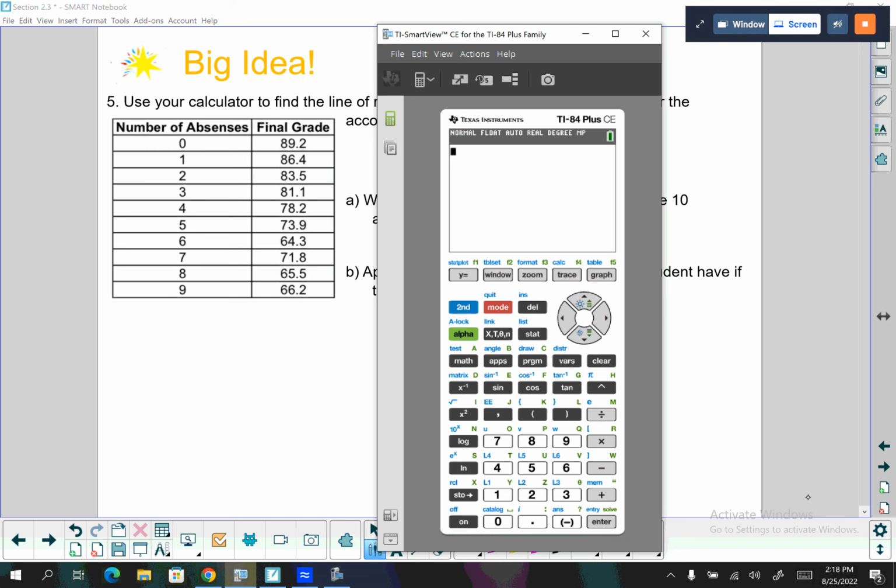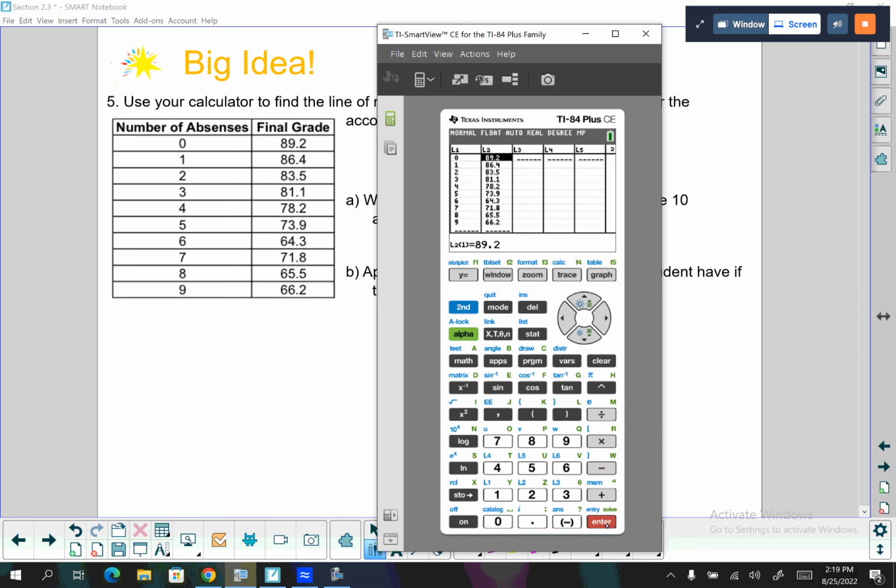All right. We are going to use our calculator to make a scatter plot and the line of best fit that goes with that scatter plot for this information. So here we're comparing the number of absences in a class to the final grade of that class. First thing we're going to do is hit stat. It's in red there, right next to my arrows. Then we're going to hit enter to edit our data.